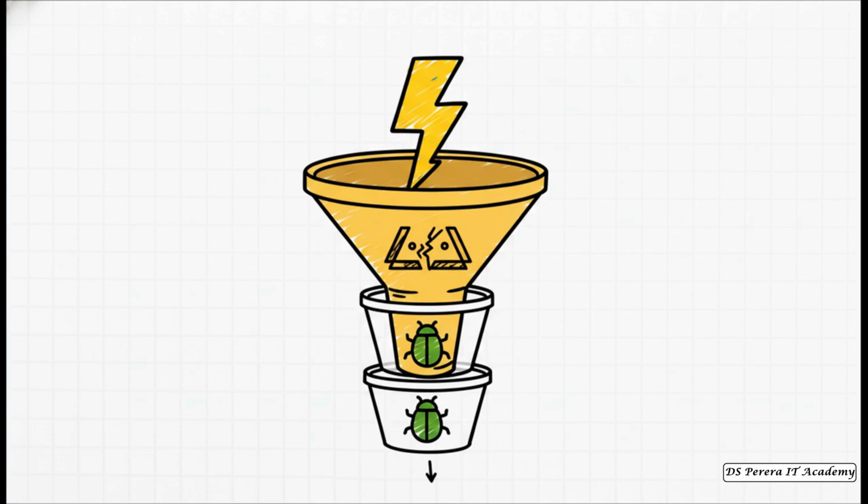Its whole purpose is to help the program recover gracefully. So inside a catch block, you can do things like show a user-friendly message, log the error for later, or maybe try a different approach. Anything other than just crashing.